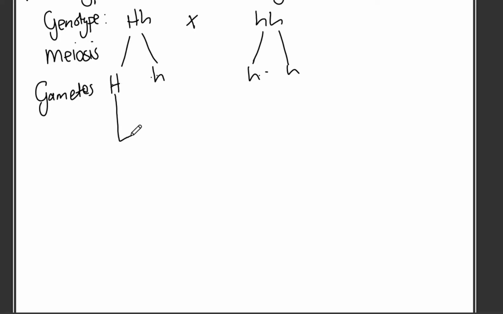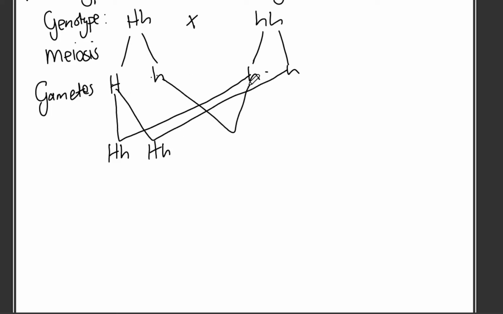So this H will then be crossed. The first gamete from the first parent gets crossed with a gamete from the second parent. So capital letter H, small letter h. Capital letter H, small letter h. Sorry, second gamete from first parent, first gamete from second parent. There you go. That is fertilization.